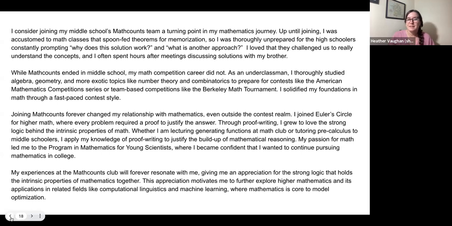Okay, took a while to state intended major. Yeah, that's a great point. If we're just reading this for the first time, we notice that they don't clearly state, I want to major in math. And that's really important because you can't assume that that's already indicated somewhere else on the application.